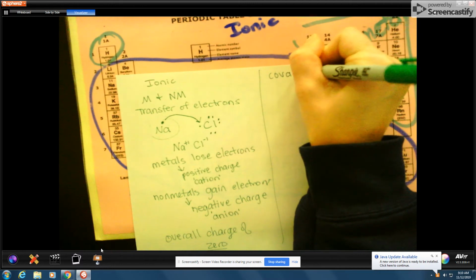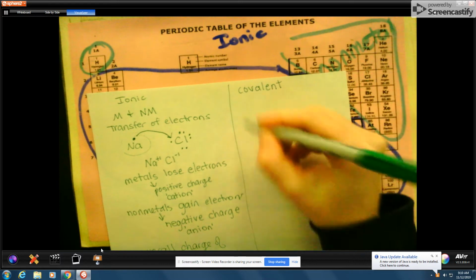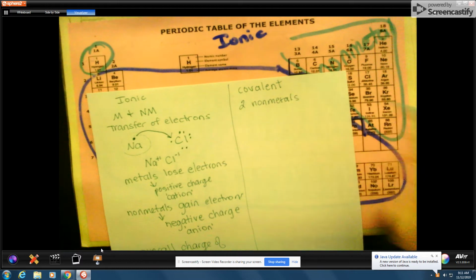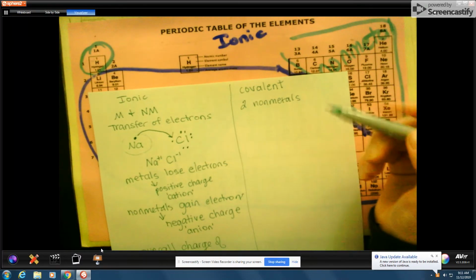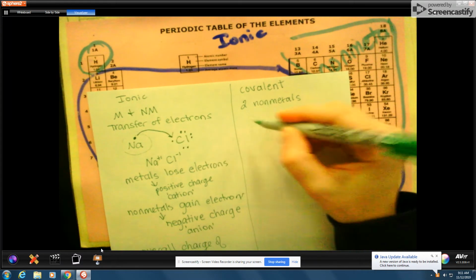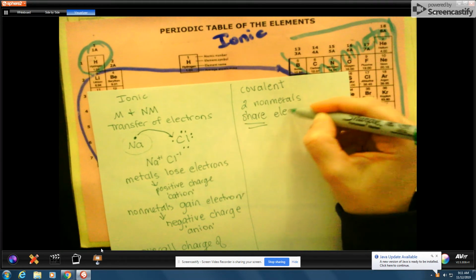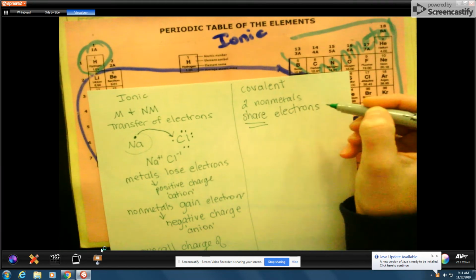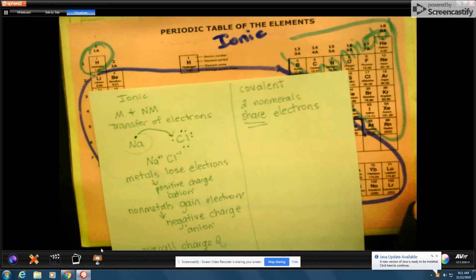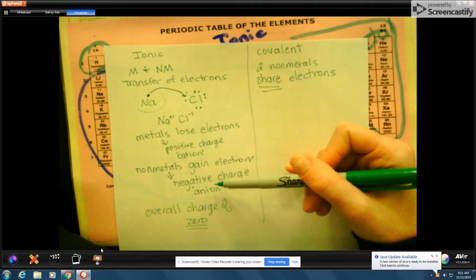Now for covalent, I'm going to be very quick about this one because there's not as much to it. For a covalent, it's 2 or more nonmetals. There are no metals in covalent. Because there are no metals in covalent, there's nothing giving away electrons. So they don't give away, they don't transfer, they share electrons. Sometimes they'll share equally, sometimes they'll share unequally, but the key thing is that they're sharing. So there's nothing losing, there's nothing gaining, therefore there's nothing with a full positive and a full negative charge.